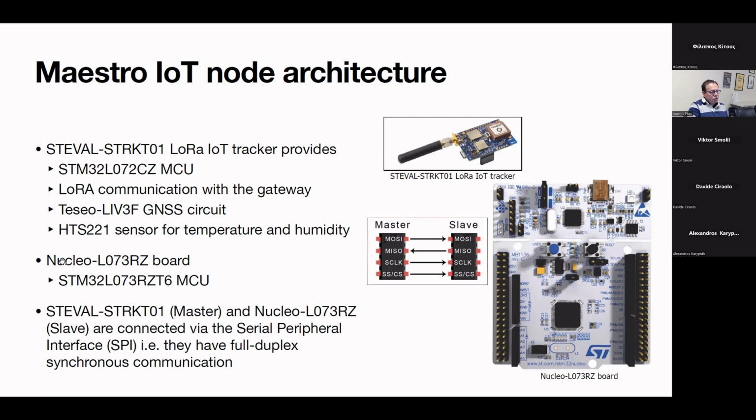On the other hand, we also use a Nucleo microcontroller board, which allows connecting many more sensors, essential for our application. And these two boards are connected in a master-slave architecture. So the STival microcontroller unit plays the role of the master, and the Nucleo plays the role of the slave. They are connected via the Serial Peripheral Interface, which means that these two have full duplex synchronous communication.